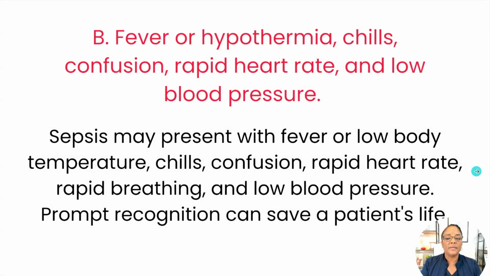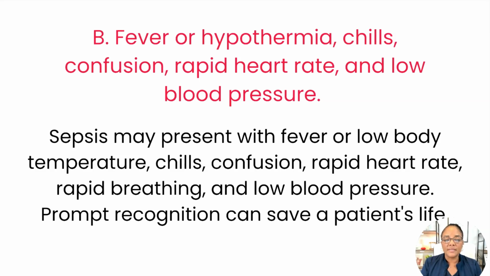If you chose B, fever or hypothermia, chills, confusion, rapid heart rate, and low blood pressure, you are correct. Sepsis may present with fever or low body temperature, chills, confusion, rapid heart rate, rapid breathing, and low blood pressure. Prompt recognition can save a patient's life.